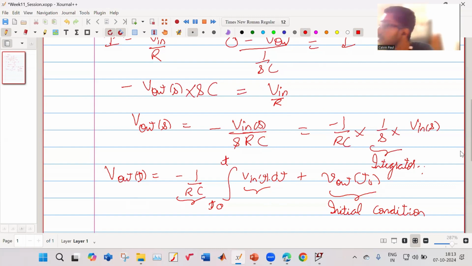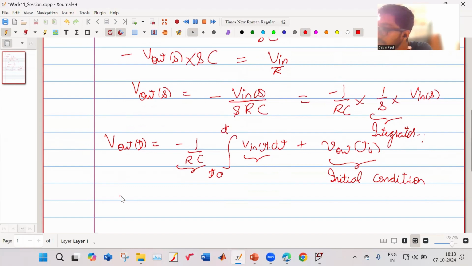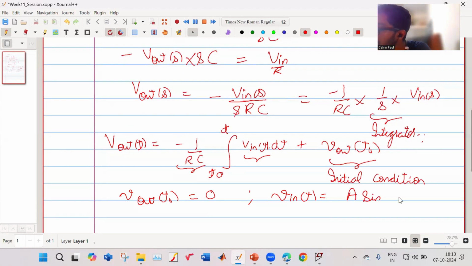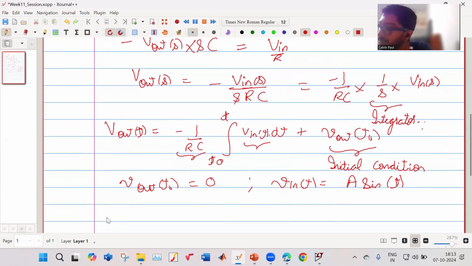So what will happen if we assume my V output at T0 is equal to 0, and my V in of T is equal to A into sine T? Assume it is A into sine T. So what will be my V output of T in such a case?